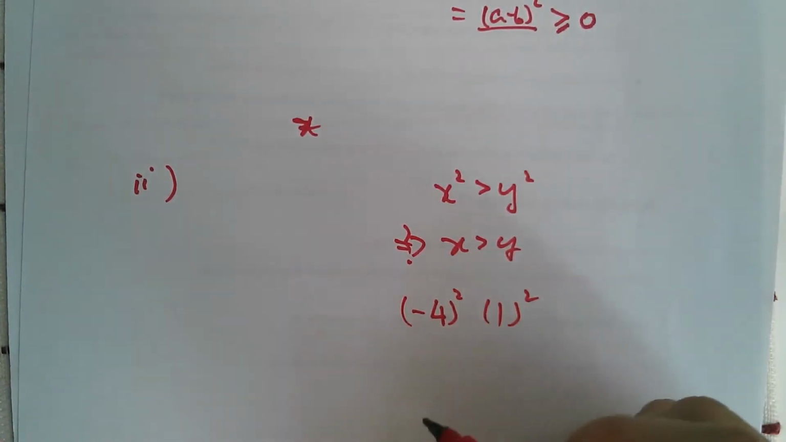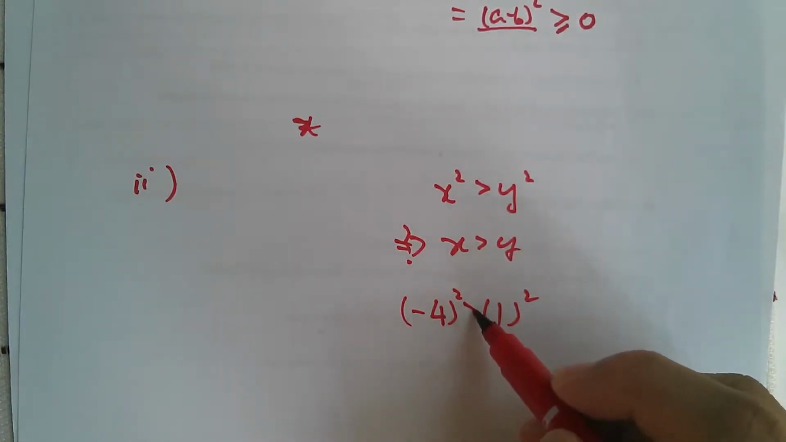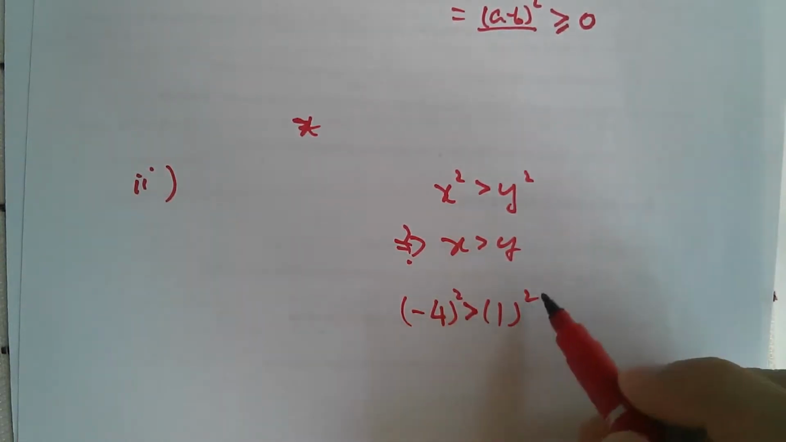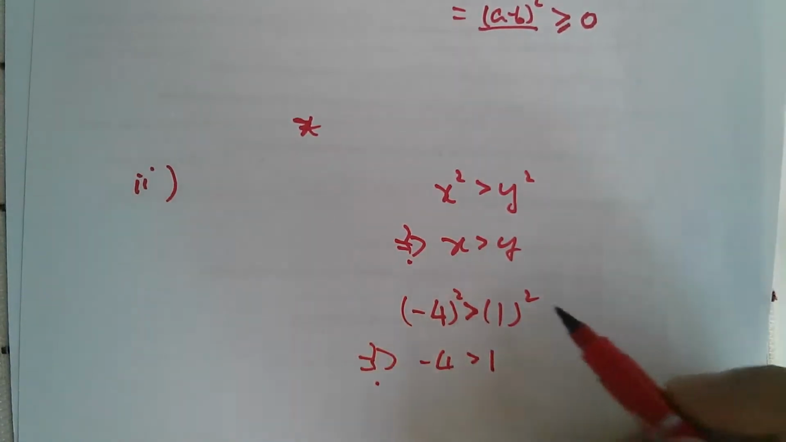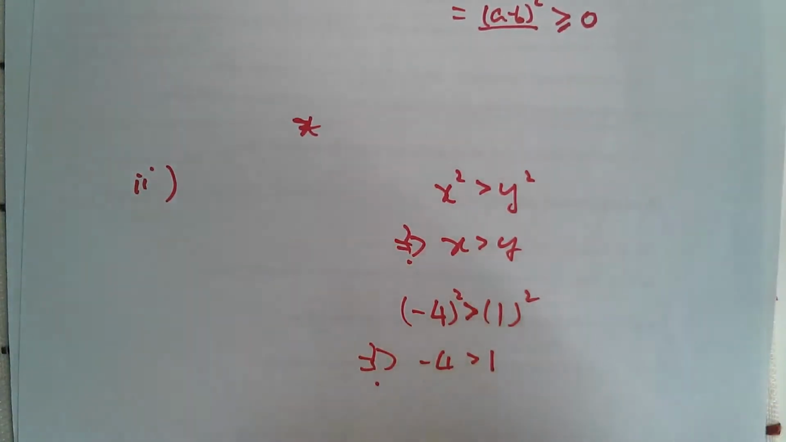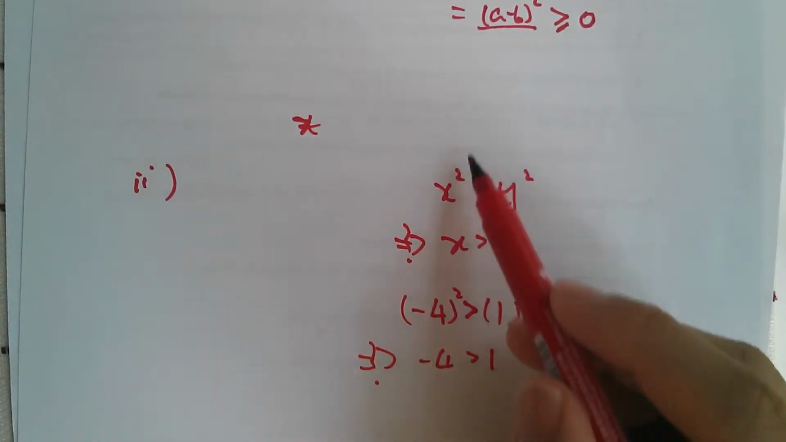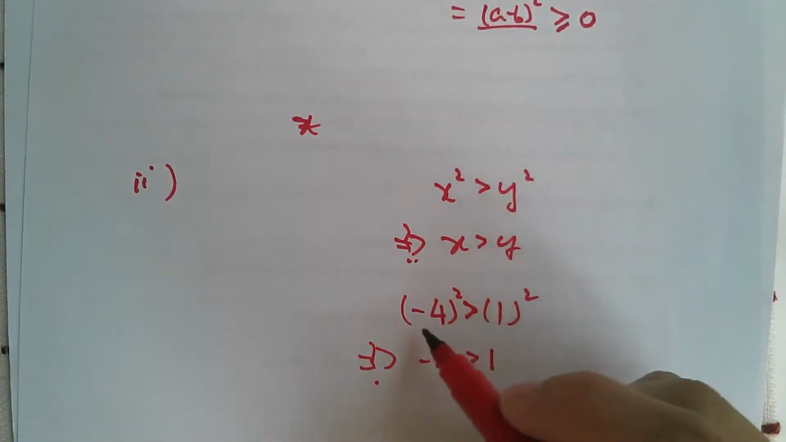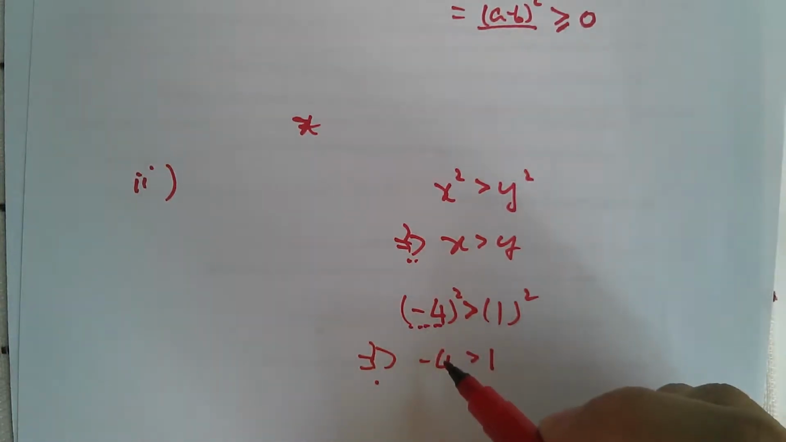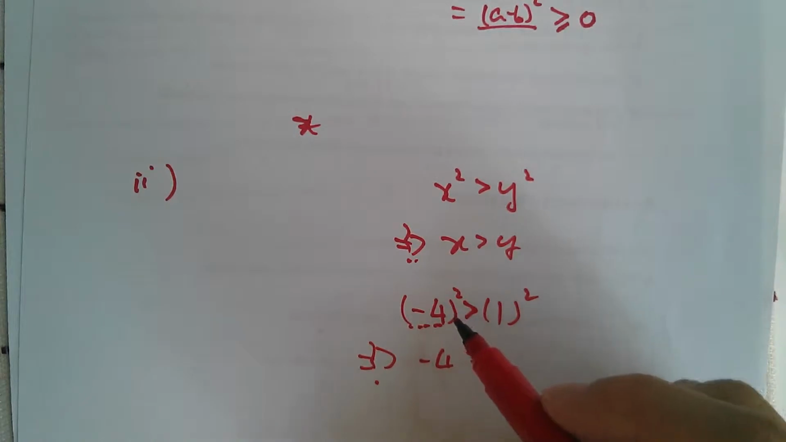If we square them, negative 4 squared is 16. 16 is definitely bigger than 1. So we have established the fact that negative 4 squared is bigger than 1 squared. But does that imply that negative 4 is bigger than 1? Does that imply X is bigger than Y? Well, of course not. Negative 4 is smaller. So even if you have established that one square is bigger than the other square, you cannot just say that X is bigger than Y because of the fact that there are negative numbers. So this is not true if one of them is negative.